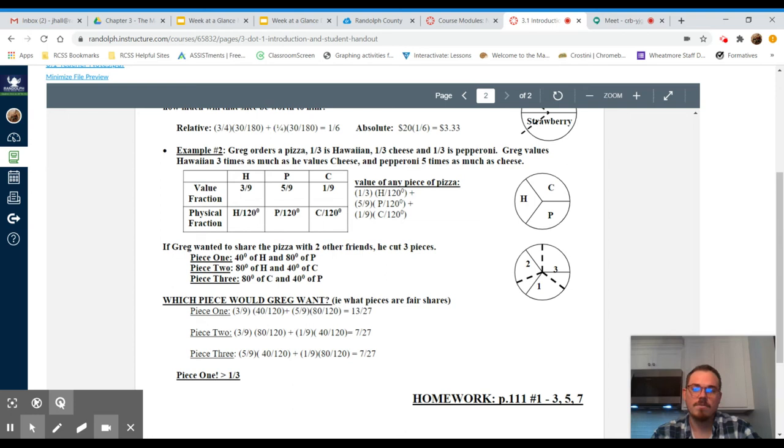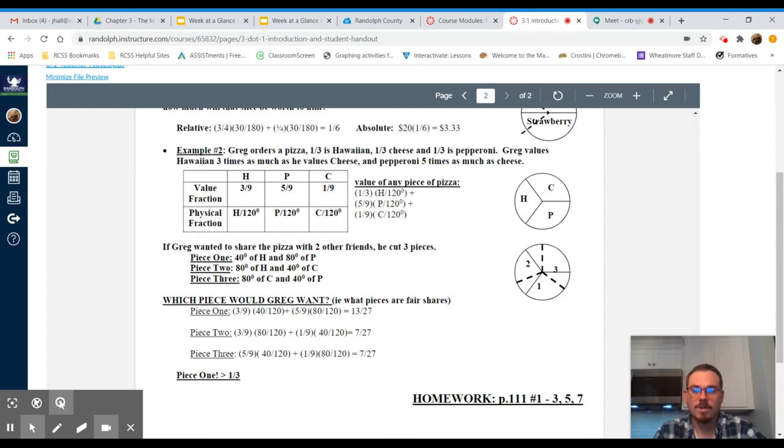If Greg wants to share the pizza with 2 other friends, he cuts 3 pieces out, right? This way, he wants everybody to have a slice of all 3. So I guess you can do it. Look at the way he cut this pizza. Almost. Nope, nobody gets all 3. We get 2 types. We can get, say, pepperoni and Hawaiian, or Hawaiian and cheese, or cheese and pepperoni. But you can't get all 3. So I was right. Unless you cut a giant piece.